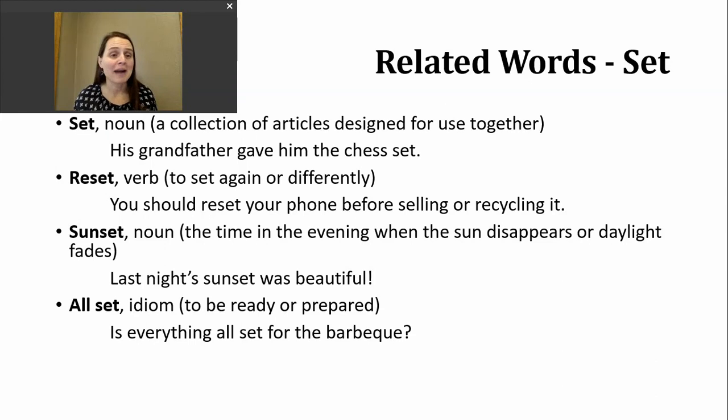Another related verb you might hear is reset. This is a verb. You might recognize that prefix re telling us again, and that connects to our definition here. To set again or to set differently. Here it is in a sentence. You should reset your phone before selling or recycling it. Reset is a really common word with technology. Things you might need to do could be with TVs, cell phones, computers, just the way the technology works.